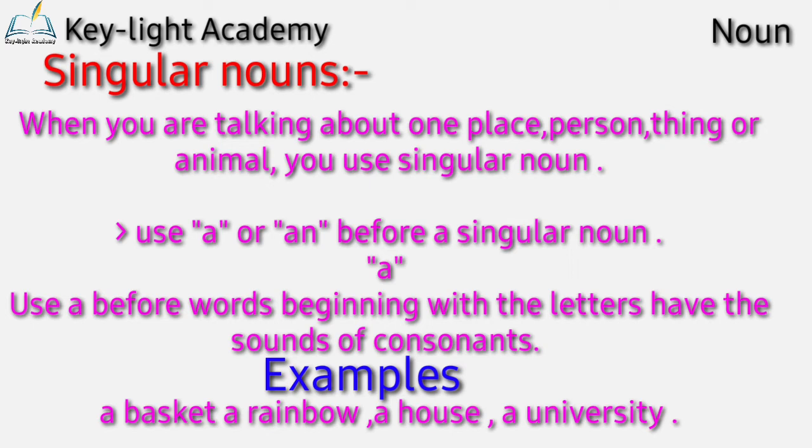Use an before words beginning with the sounds of vowels such as A, E, I, O, U, or a silent letter. For example, an X, an igloo, an hour. We're talking about one hour. So we use an because the H is silent.